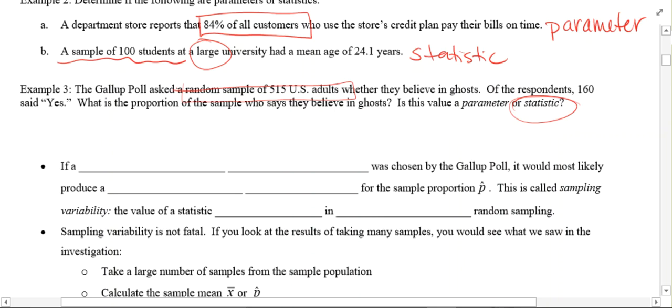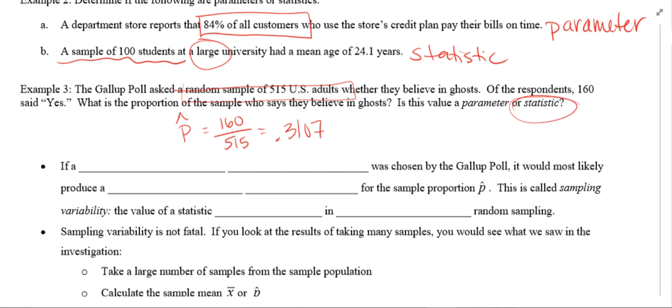So again, we have to start to get the notation down. We're going to talk about a proportion. If you look back up on the same page, if you're talking about a sample proportion, how do we denote that? It's a P with a hat, P hat, the sample proportion. We have 160 said yes, so 160 out of the total 515. We can divide that and we get 0.3107. So your sample proportion is 0.31.